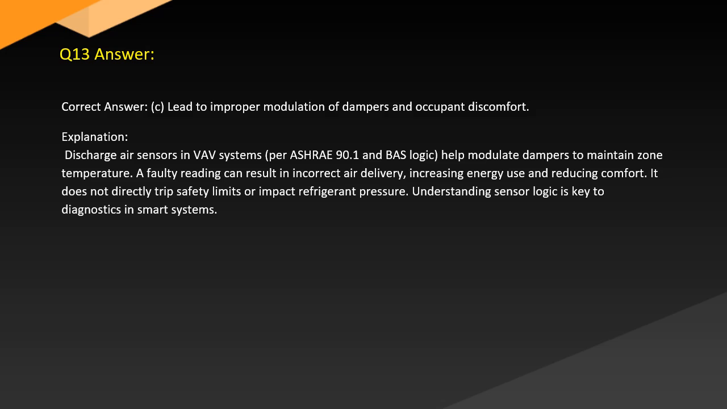Answer. Correct answer: C. Lead to improper modulation of dampers and occupant discomfort. Explanation. Discharge air sensors in VAV systems, per ASHRAE 90.1 and BAS logic, help modulate dampers to maintain zone temperature. A faulty reading can result in incorrect air delivery, increasing energy use and reducing comfort. It does not directly trip safety limits or impact refrigerant pressure. Understanding sensor logic is key to diagnostics in smart systems.